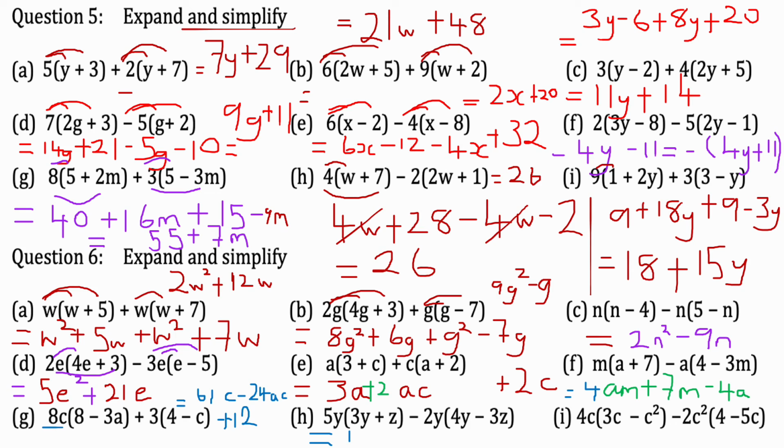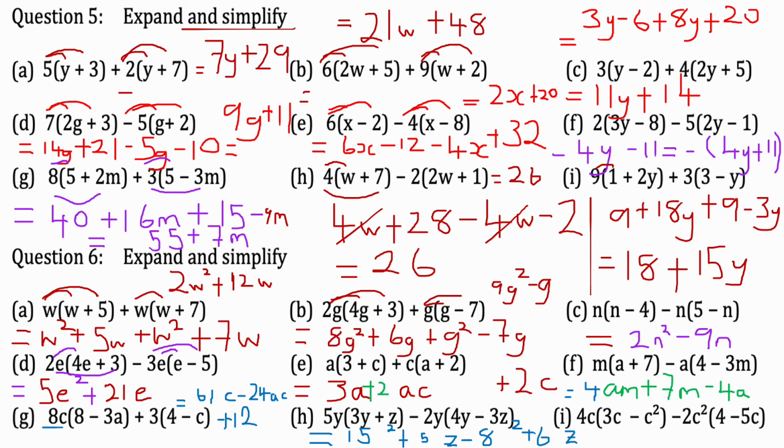5y times 3y becomes 15y squared. 5y times z is 5yz. Negative 2y times 4y becomes negative 8y squared. Apologies about my handwriting, guys, for this bottom row, but hopefully you can still read it. Minus 2y times minus 3z becomes positive 6yz.